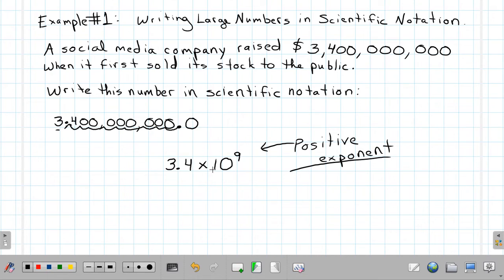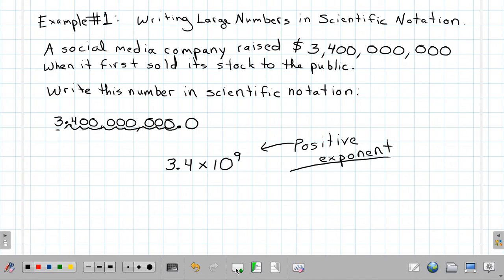Now, example 2, we'll see here in just a second. This was about writing large numbers. Well, example 2 is going to be about writing small numbers. So it's an example where you would use a negative exponent. But that's the thing. One way you can think about it is if you go from a bigger number to a smaller number, you need a positive exponent on your 10 here to make this 3.4 as big as the 3,400,000,000. Okay.